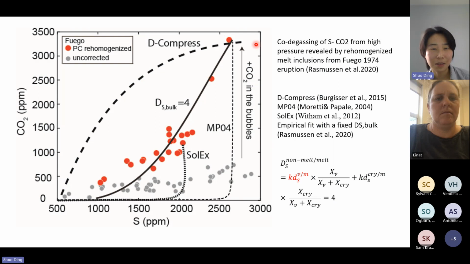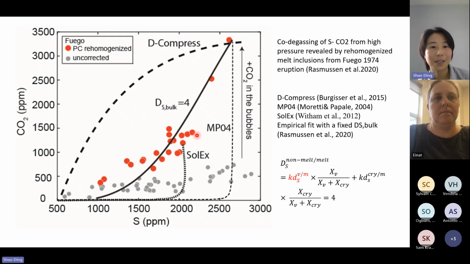Anyway, what really motivated me to develop SulfurX is this: these red symbols are melt inclusion data from the Fuego 1974 eruption. As I talked about, one of the post-entrapment modifications of melt inclusions is the vapor bubble inside the melt inclusion, which can take up a lot of CO2. Before, people did not really see it because they just ignored the vapor bubble. But if you redissolve those vapor bubbles back into the melt, we can see the melt inclusion contains a lot more CO2, compared to these gray symbols, which do not count the vapor bubble.